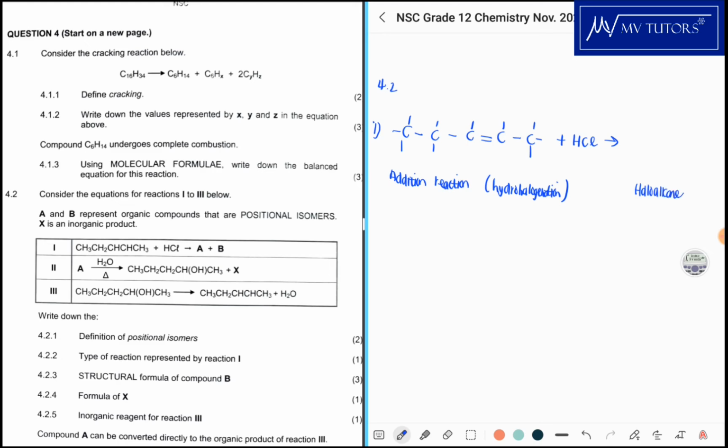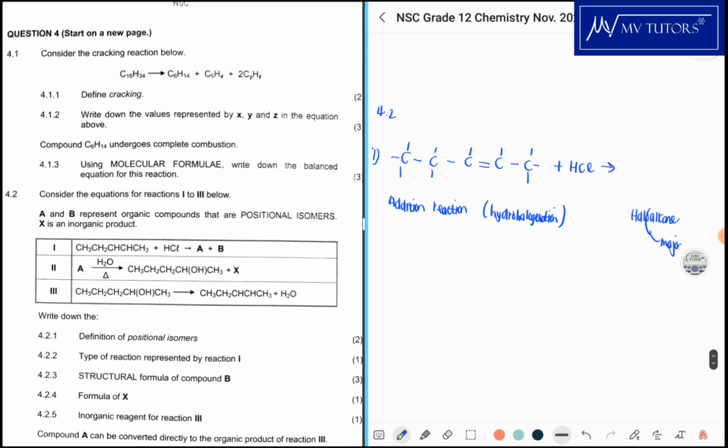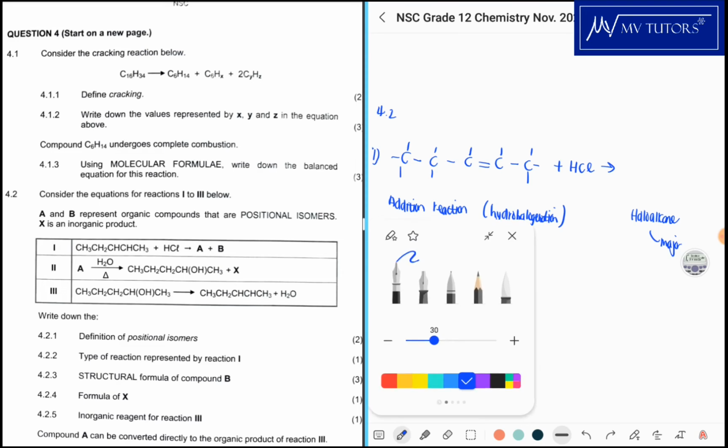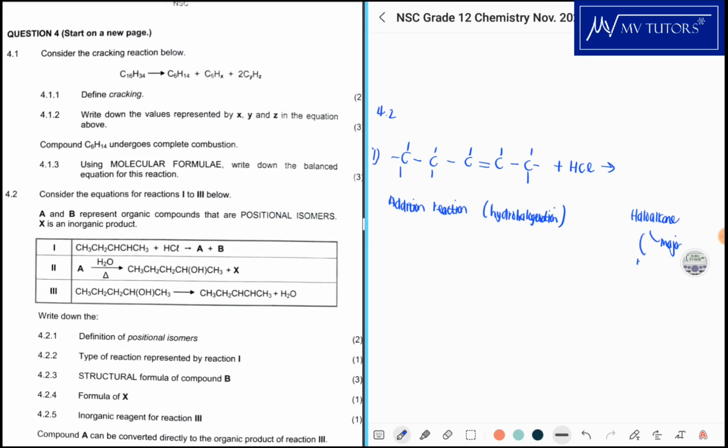Normally I would stop right here, but we have A and B as products. This haloalkane that we normally put there is normally the major product, okay? But because we have A and B, and they told us that A and B are positional isomers, we will have to put the major as well as the minor products. And which one is major and which one is minor? Okay, let's just firstly have a look.